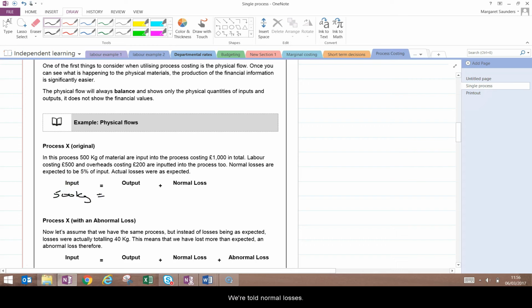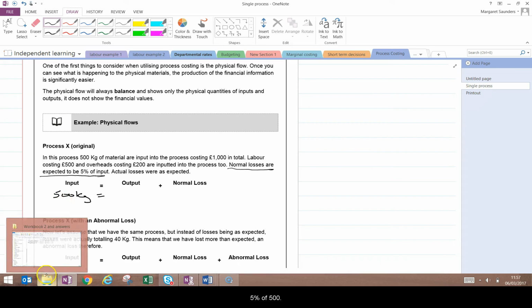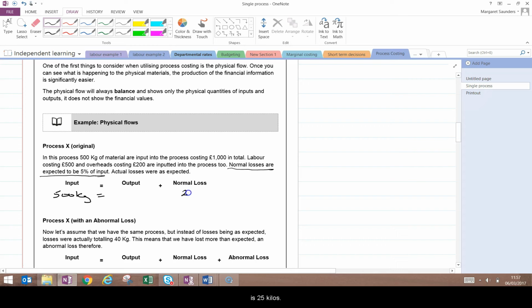We are told normal losses are expected to be 5% of the input. Normal losses are always expressed as a percentage of the input. So we've input 500 kilos. We expect to lose 5% of that. So 5% of 500 is 25 kilos.